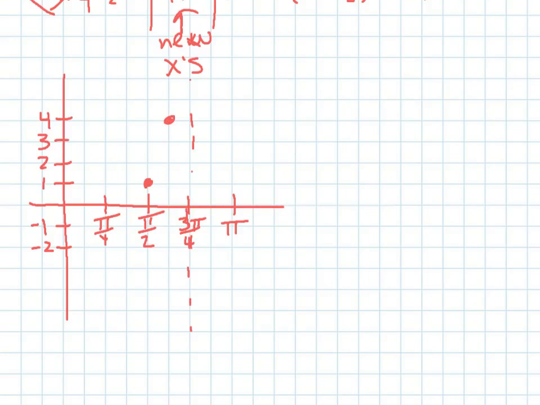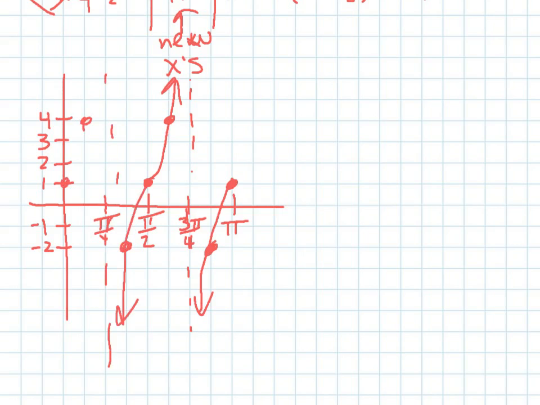Undefined for 3 pi over 4, then negative 2 for 7 pi over 8, and then 1 for pi. So then my graph, if I just showed that period of 1, you could continue it on and do the same pattern over and over again. So here you'd have negative 2, and then undefined, and then 4, 1, if you wanted to.